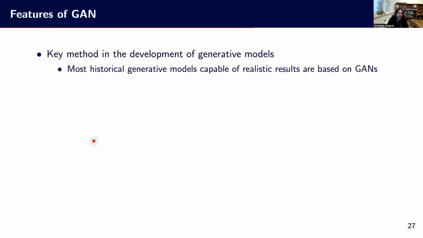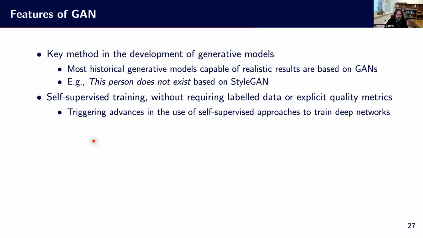So the point with GANs is that it's really a key approach for the development of generative models. I would say more historical generative models are based on GANs. The ones before 2020 were basically GANs, most of them. For example, This Person Does Not Exist is based on StyleGAN, which is another GAN which is able to evaluate the style of a picture.